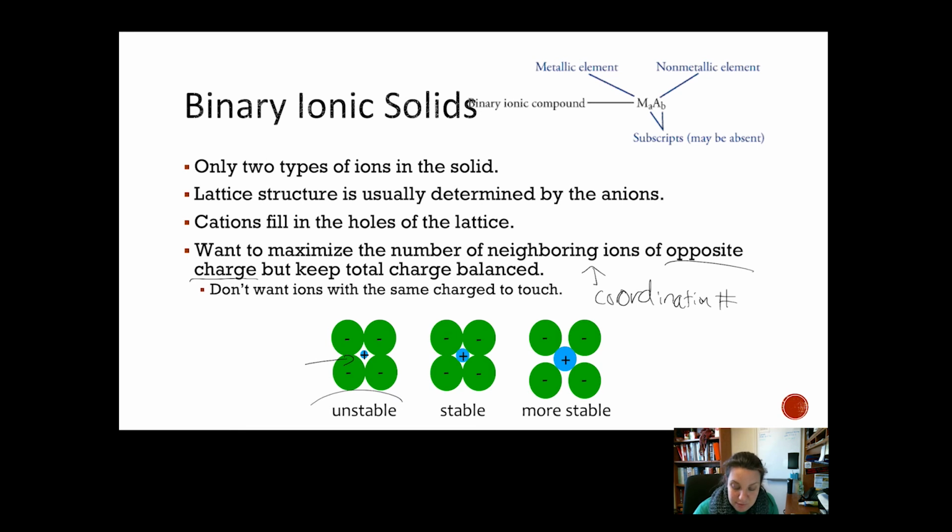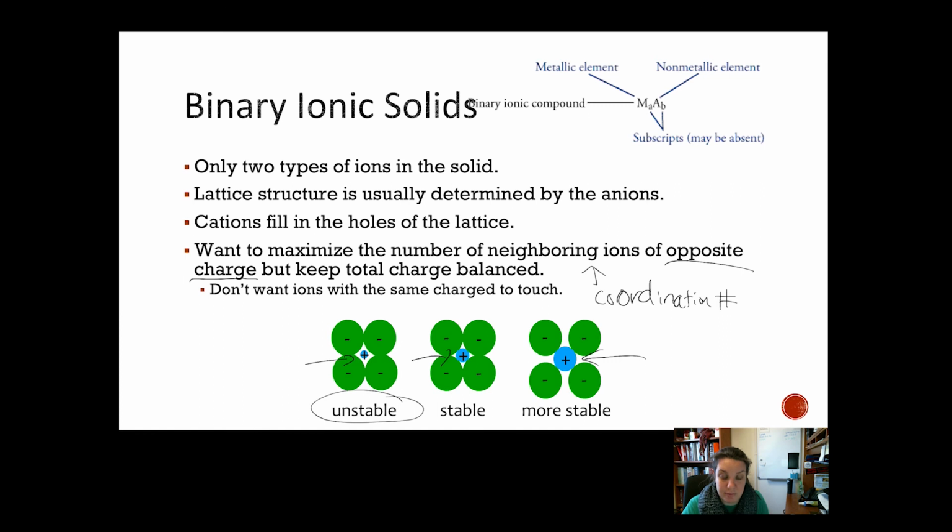As we increase the size of our cation, we get a more stable structure with this type of coordination. And then here we have the most stable structure with this larger cation because we are now pushing our anions further apart. So it's going to be a balance between getting as many nearest neighbors as possible as well as not having like charges touch.